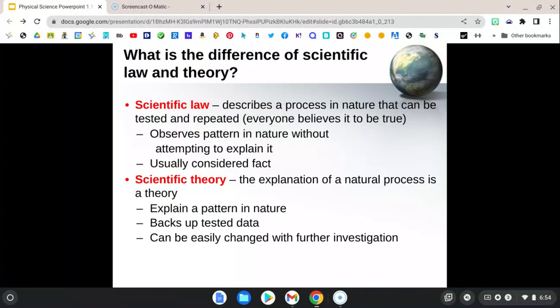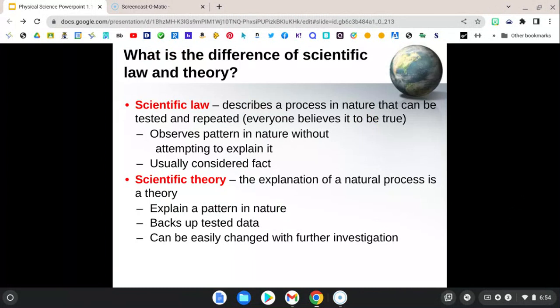What's the difference between scientific law and theory? A scientific law describes a process in nature that can be tested and repeated, and everyone believes it to be true. It observes a pattern in nature, but doesn't try to explain it. It's usually considered fact, like the law of gravity. You're not going to find many people that want to argue with the law of gravity.